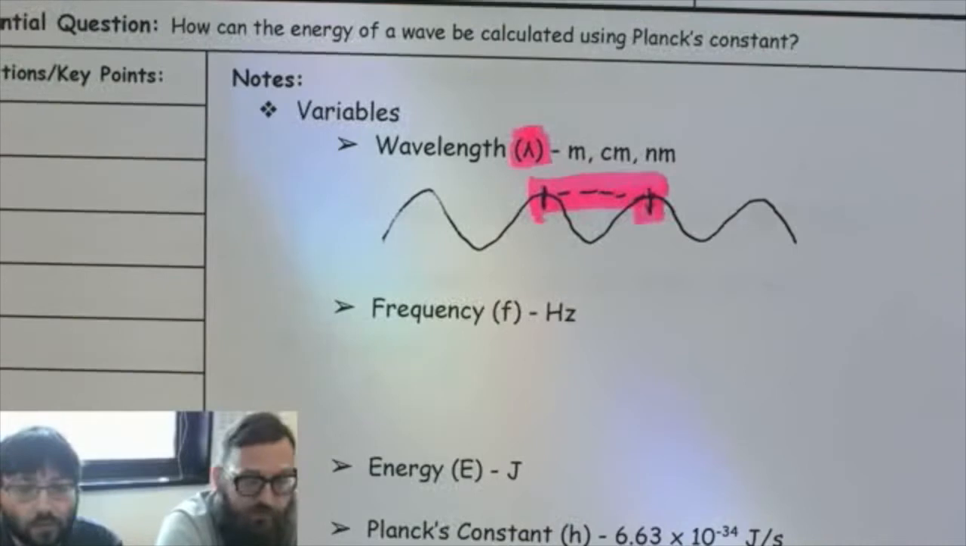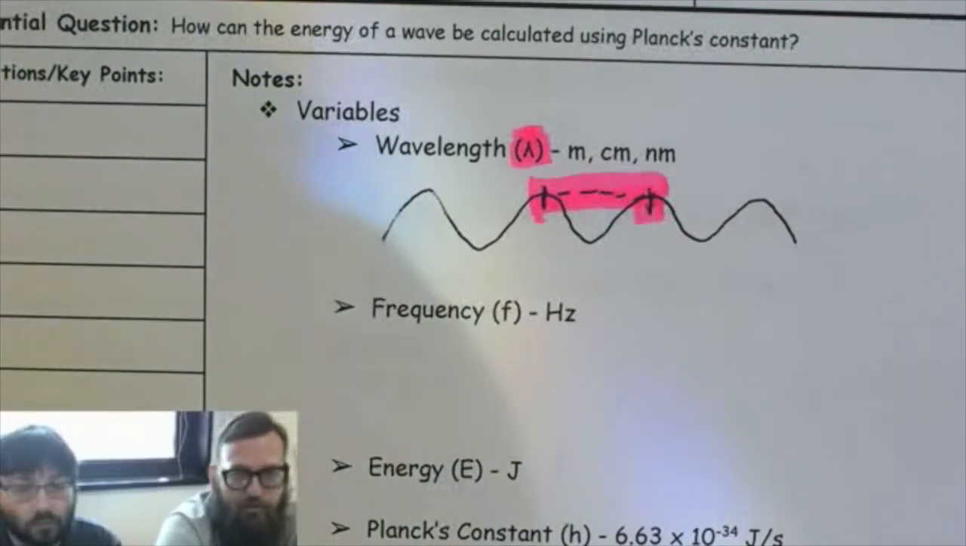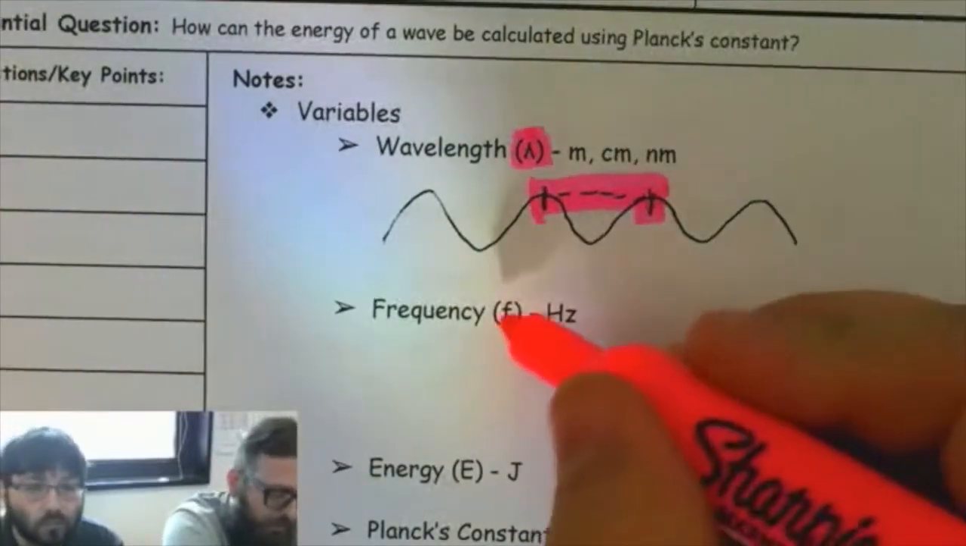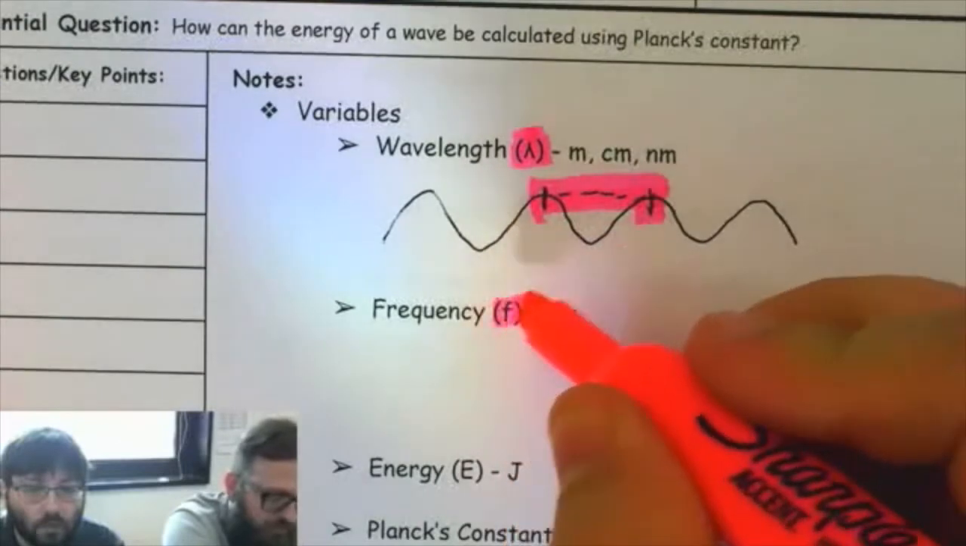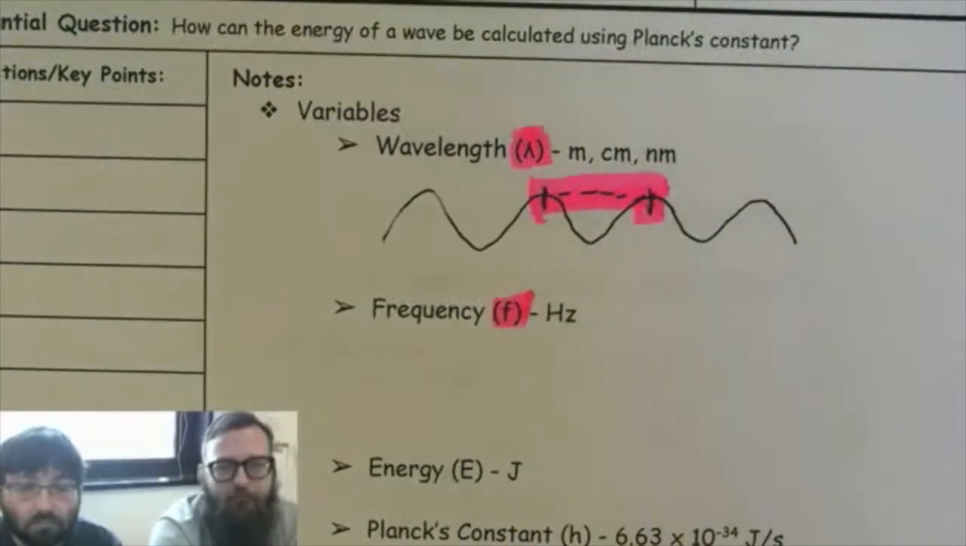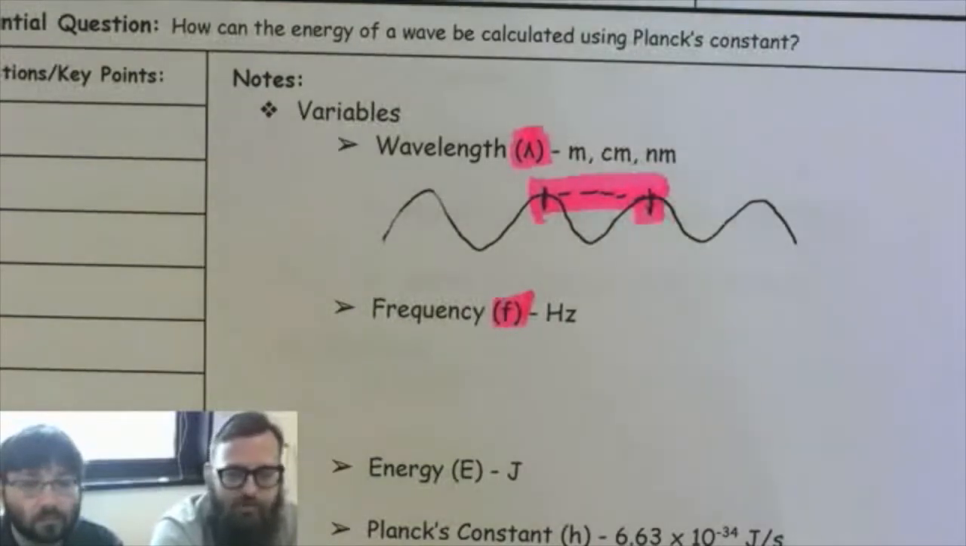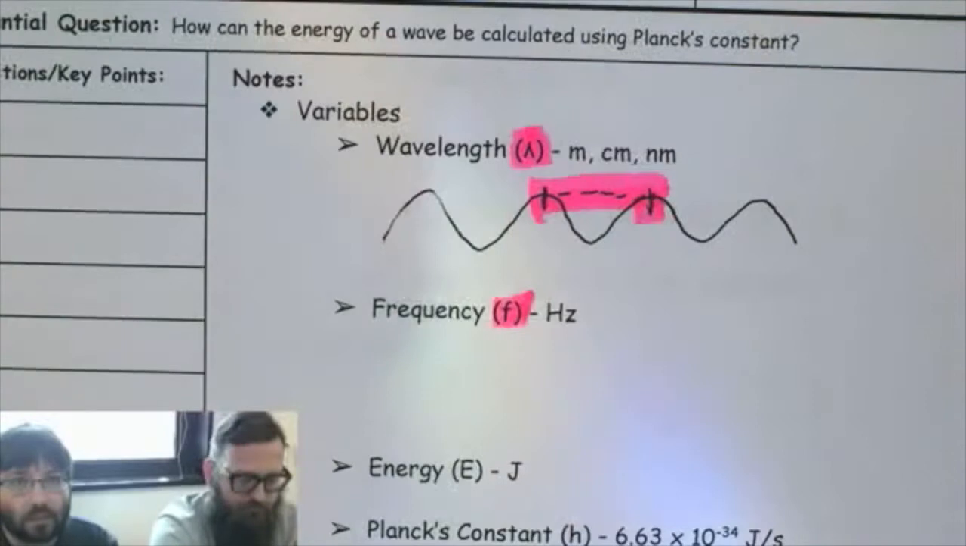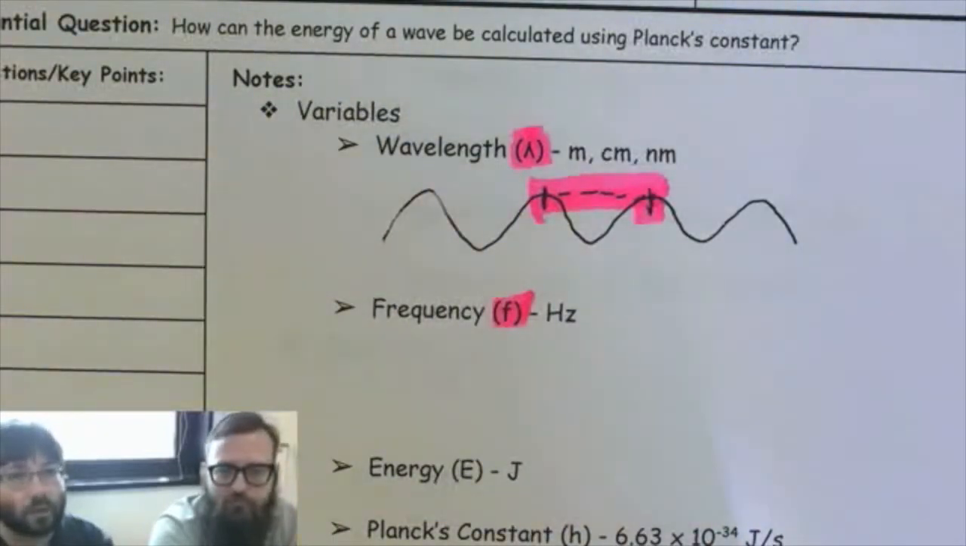Frequency is the next thing that we need to talk about. Frequency is going to be abbreviated by an F in your equations. Oh, that's easy enough. So what do you think frequency means? Well, like if I frequently go somewhere, I go there often. So maybe it's how many times it happens?